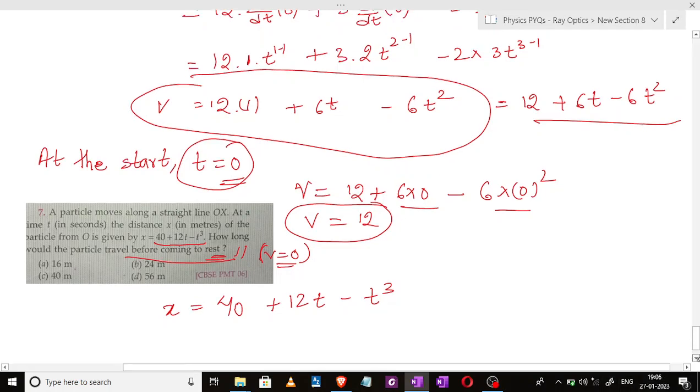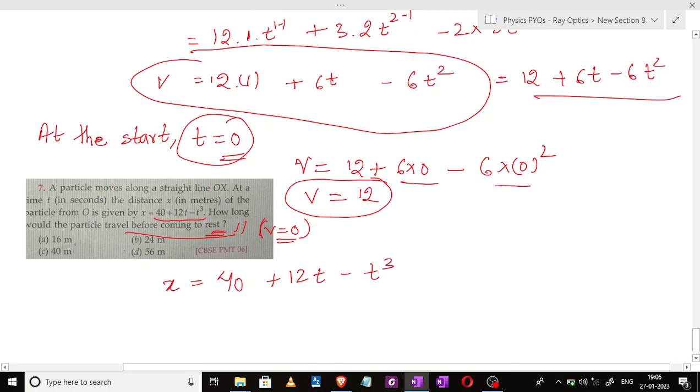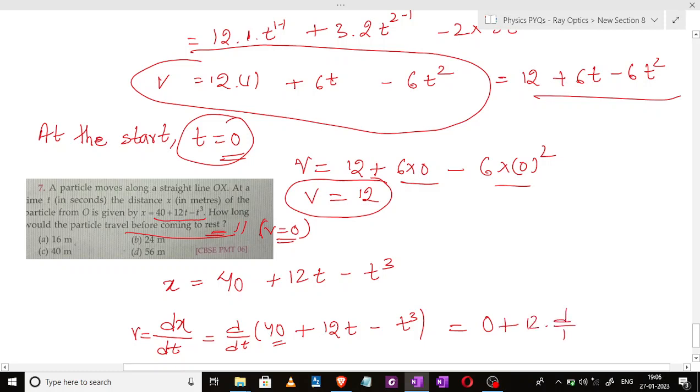A question may come, right? So let's first find the velocity. So dx/dt. If we do this, we will get the value of velocity, right? So what is the value of x? 40 + 12t − t³, right? Now 40 is a constant, so its differentiation will be 0, plus 12 into the differentiation of t, which we saw earlier, it will be 1. And we have to differentiate t³.